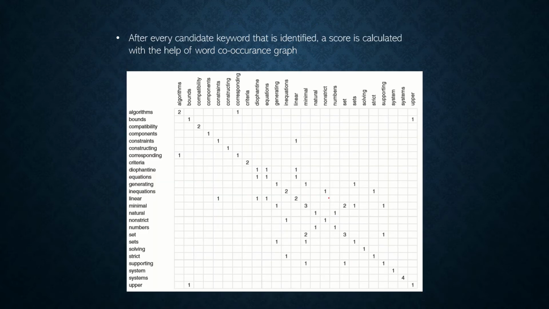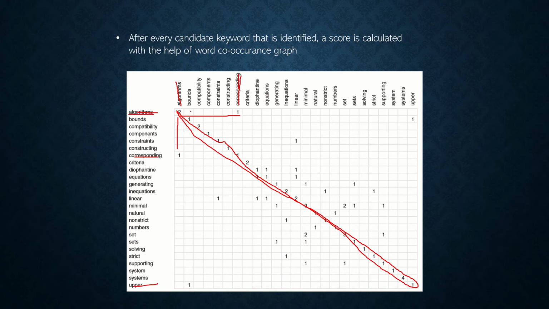Now we will create a graph or a matrix. This will show the frequency, like the number of times our words are present in the given text, and these horizontal and vertical lines show the degree. What does degree mean? Like how many times algorithm and corresponding are present together in the text, how many times the upper and the bound are present in the text.